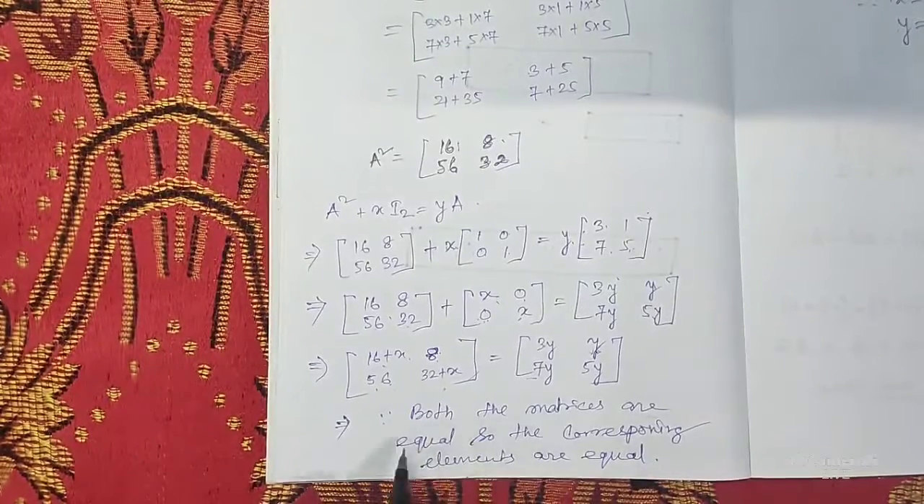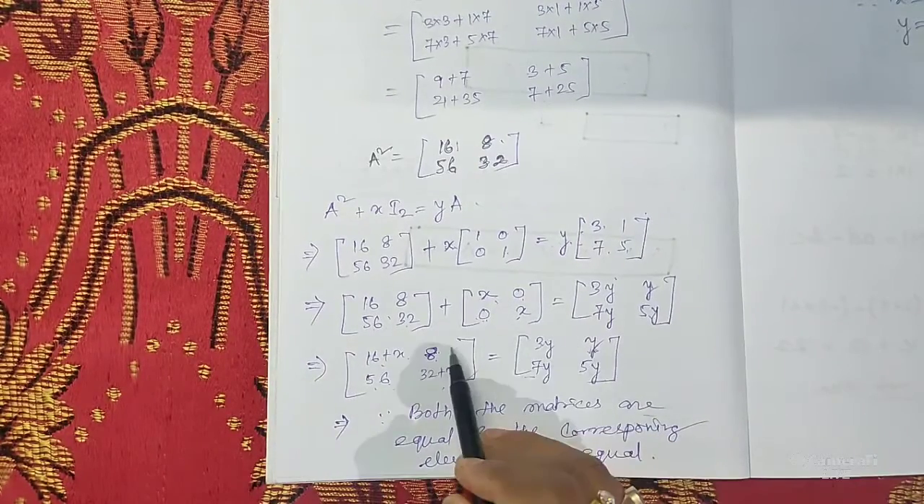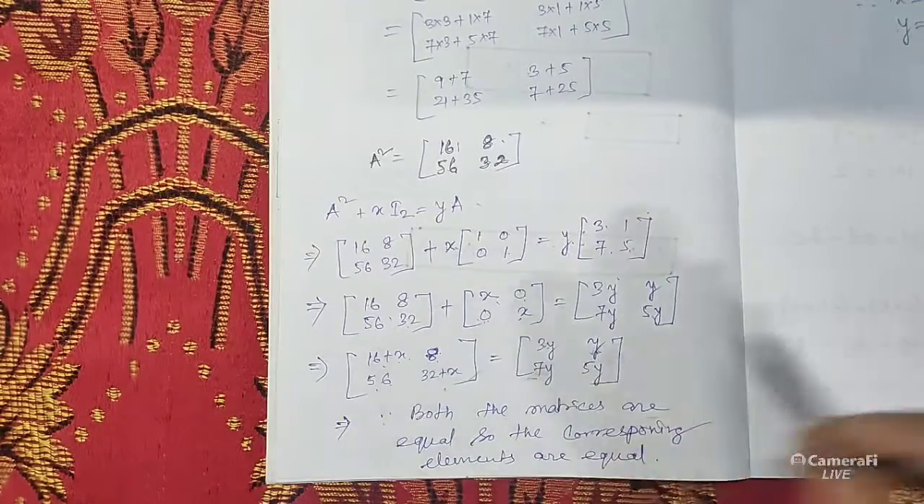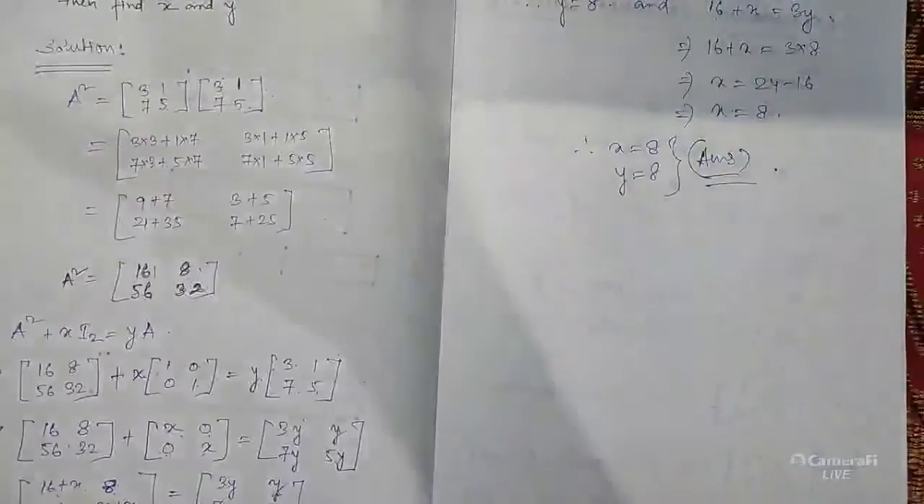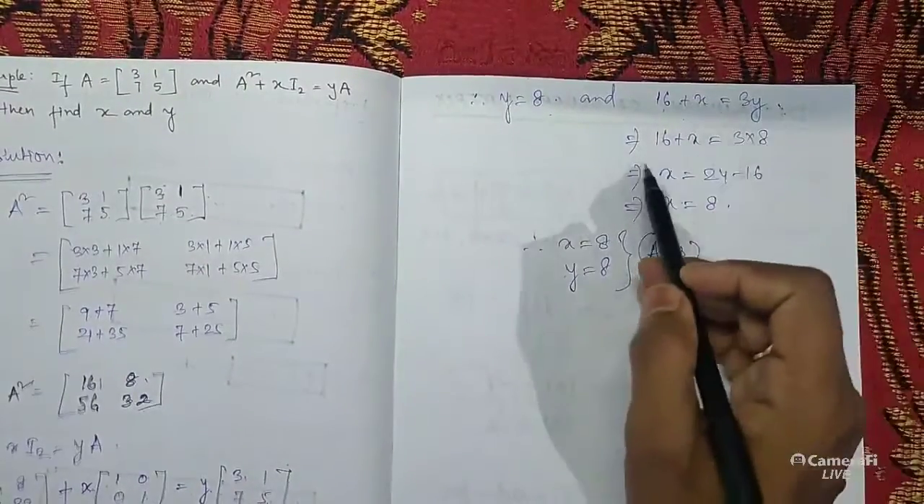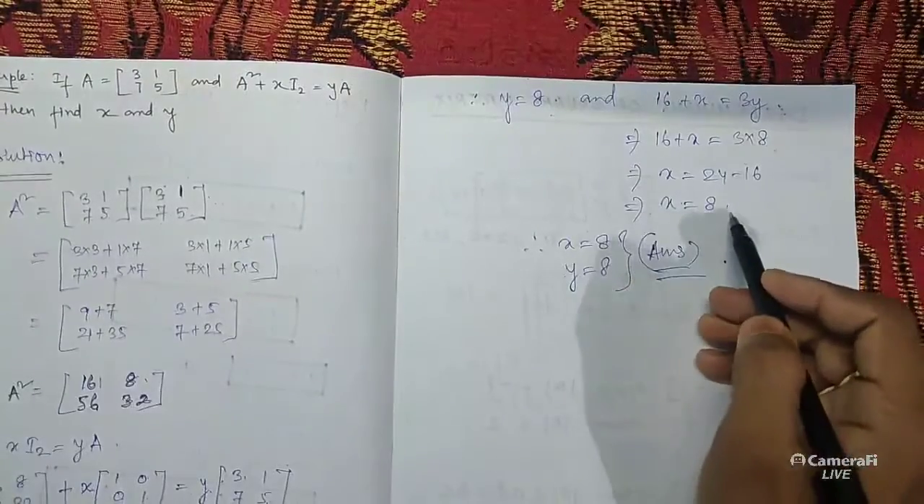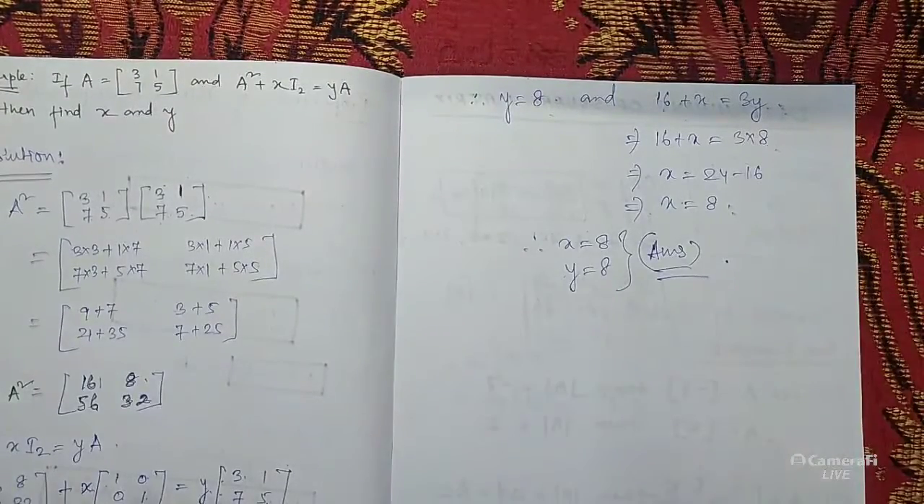So here both the matrices are equal, so corresponding elements should be equal. By equating, 16 plus x equals 3y. If you put the value of y here, 8, then you get x also 8. So x equals 8, y equals 8. This is the answer.